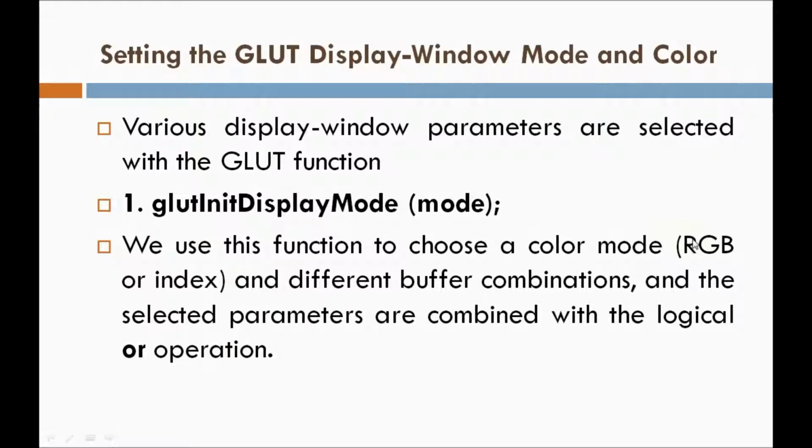RGB color mode means my color is a mixture of any of these three colors. For example, if you want to get a red color, you can use 100. If you want a green color, 010. If you want a blue color, you can use 001. For any other color, for example, a mixture of red and green is going to give a yellow color.